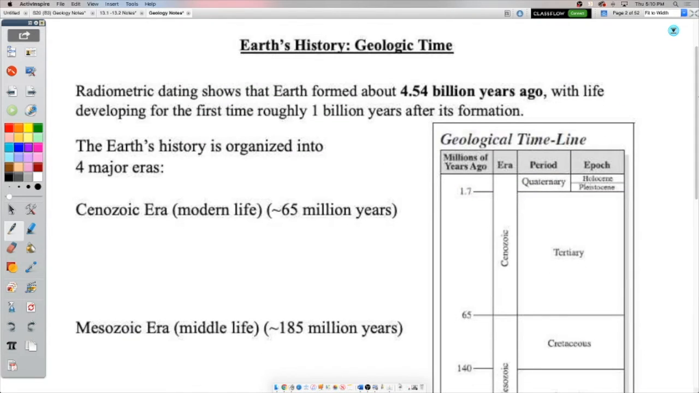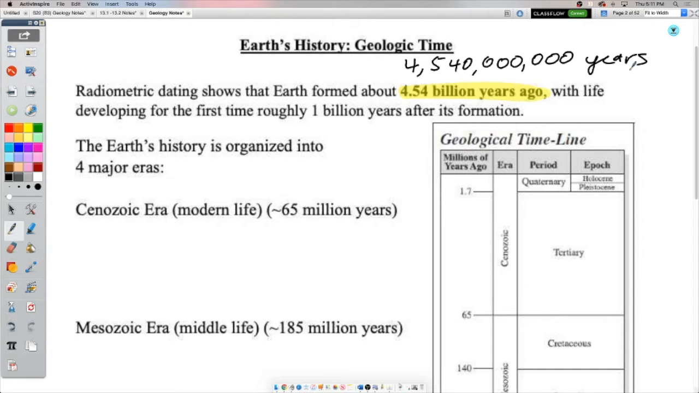Okay, so starting off on page 1 of the notes, you'll see the first thing is Earth's history, geologic time. And again, geo meaning Earth. So radiometric dating, which we're going to get to at the end of the unit, where you're going to actually do some of your own radiometric dating. I mean, not with actual radioactive isotopes, but you're going to do the math that's involved with it. It shows that the Earth basically formed about 4.54 billion years ago. That's a long time. Just so you can see it written out, that's 4.54 billion years.